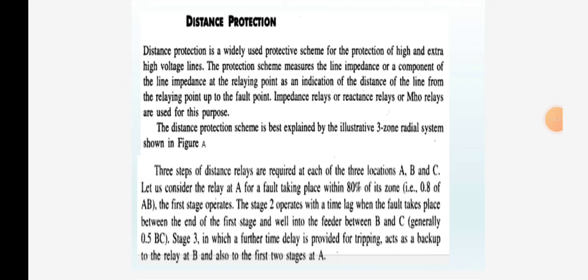Let us consider the relay at A. For a fault taking place within 80% of the zone, that is point 8 of AB, the first stage operates. Stage 2 operates with a time lag when the fault takes place between the end of the first stage and well into the feeder between B and C, generally 0.5 BC. In stage 3, a further time delay is provided for tripping. It acts as a backup to the relay at B and also to the first two stages at A.